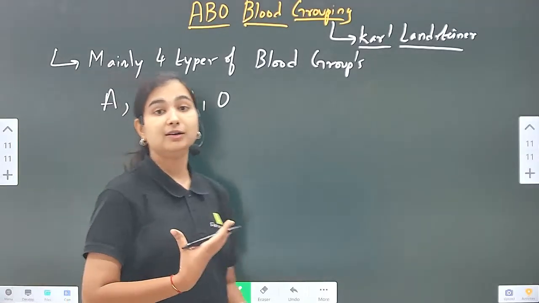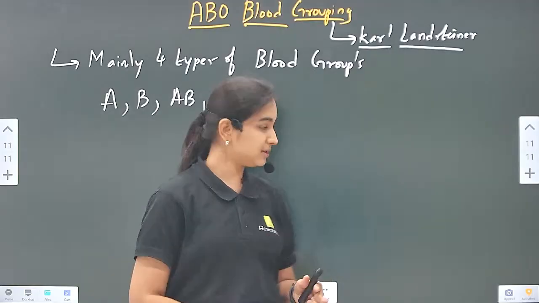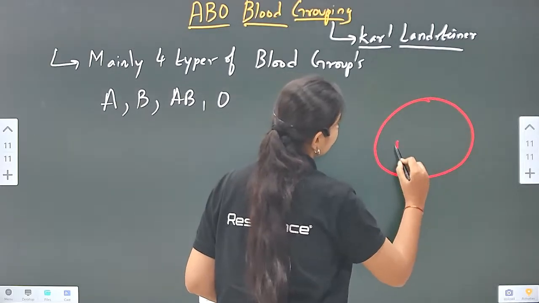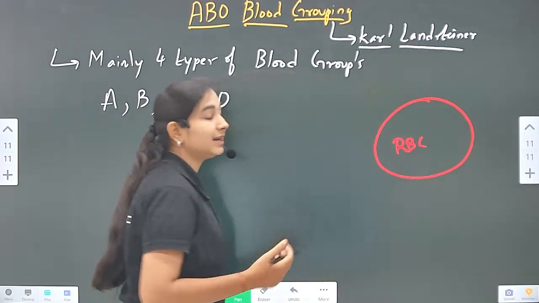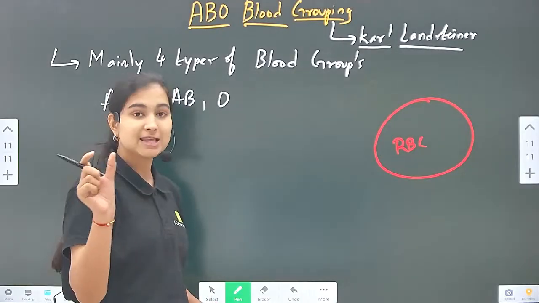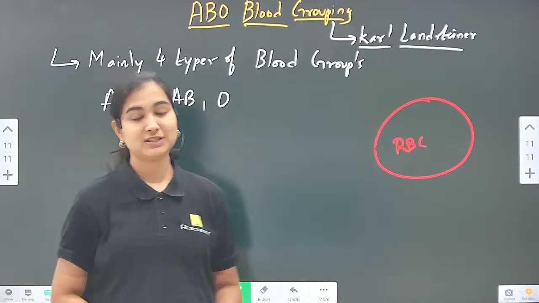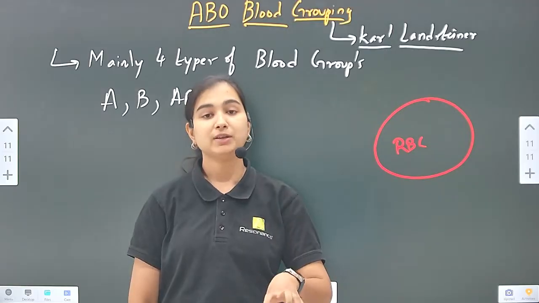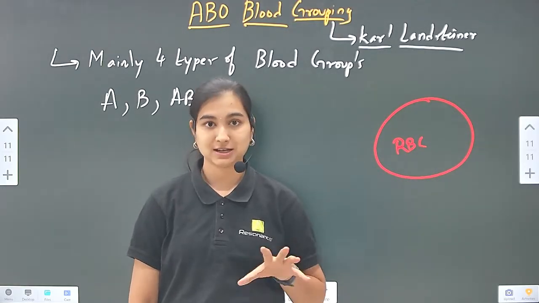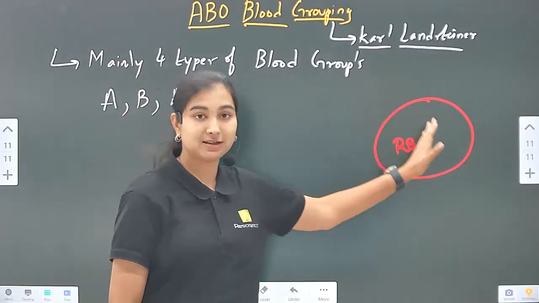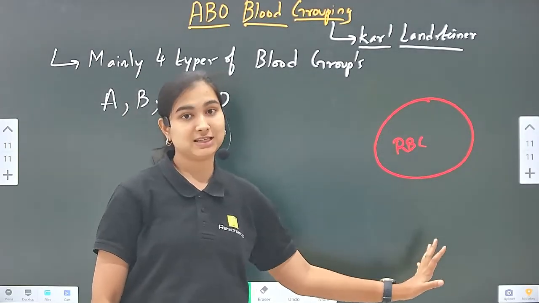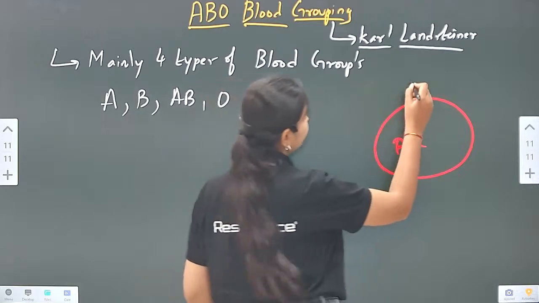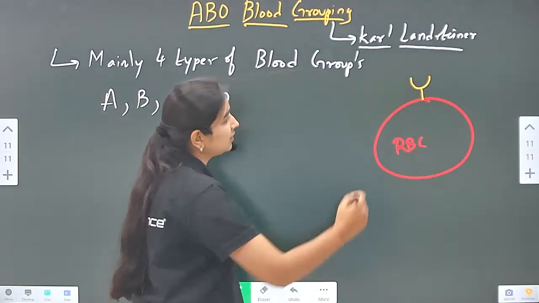Now before getting to know about this, see students, what exactly is an RBC? Now RBC is a cell. What is RBC? The red blood cells or the erythrocytes, right? It is a cell in itself. What are the components of the cell? The cell has the plasma membrane, the mitochondria, all the cell organelles, right? In the similar way, on the cell surface of the RBC, what exactly is present? We have the antigens which are present on the RBC.